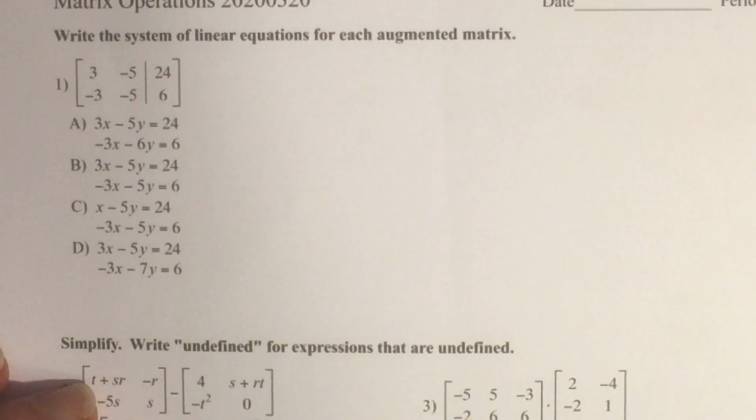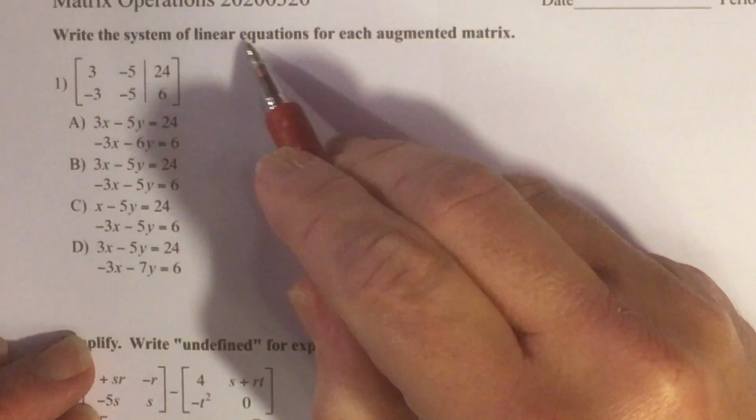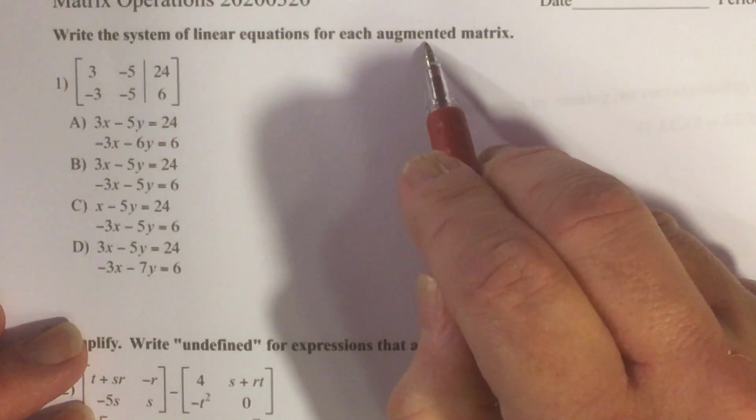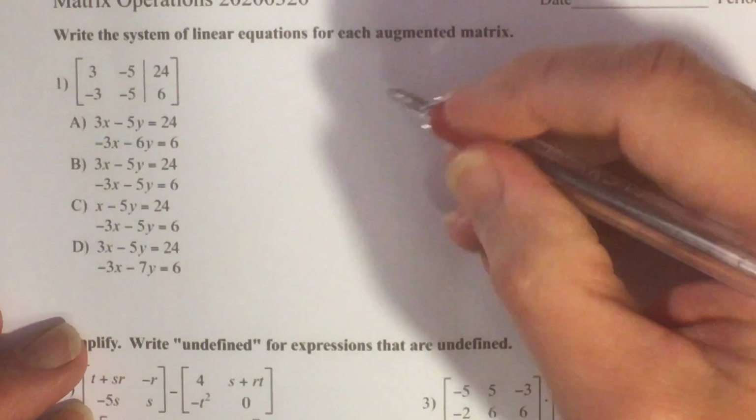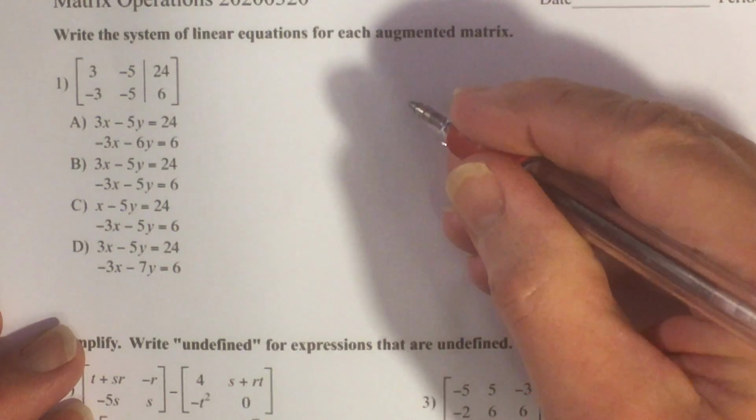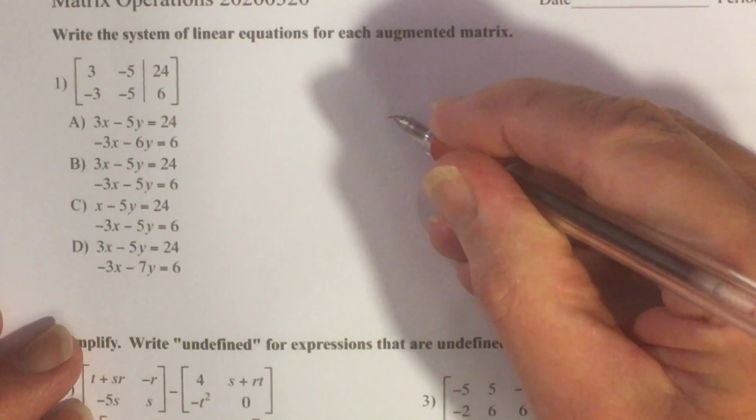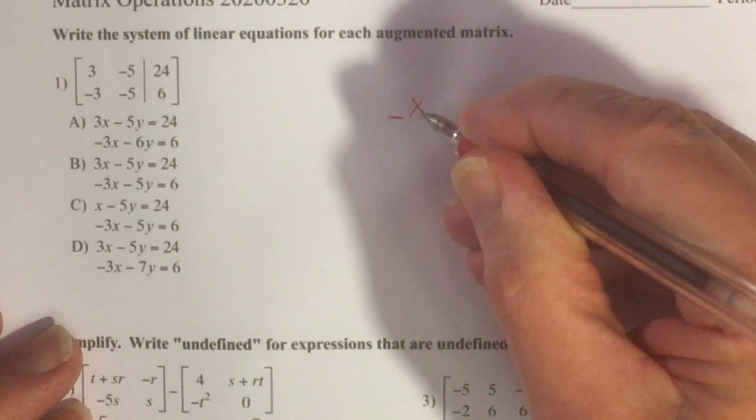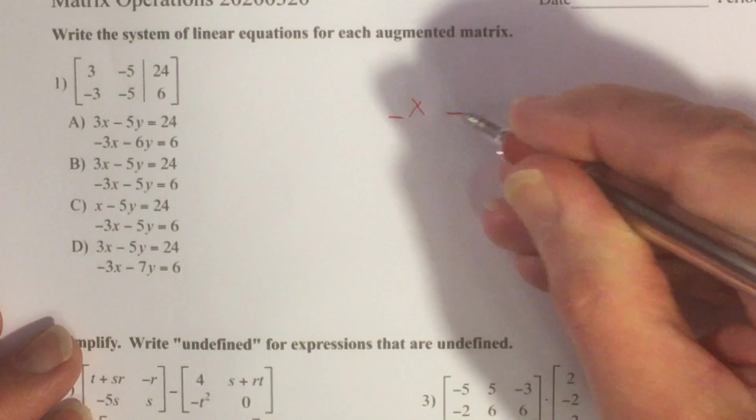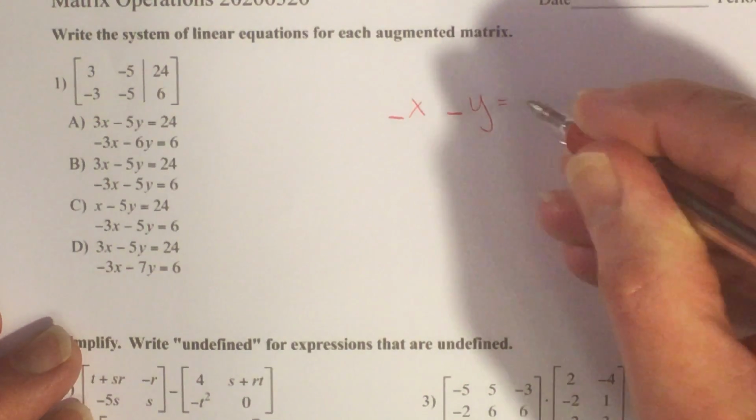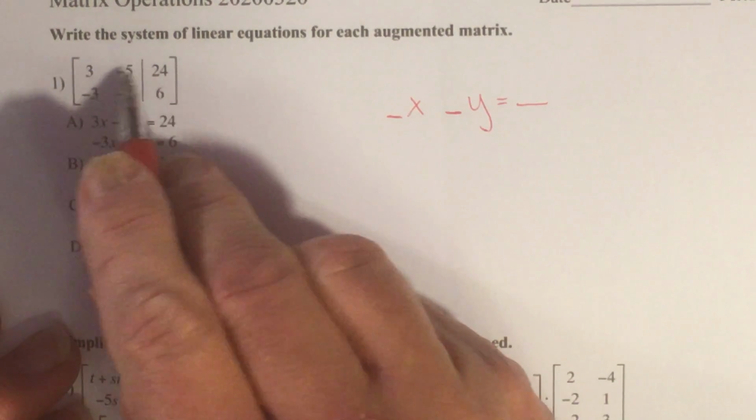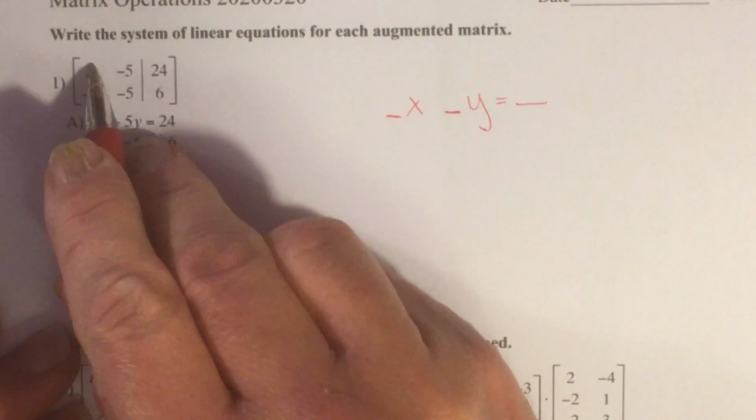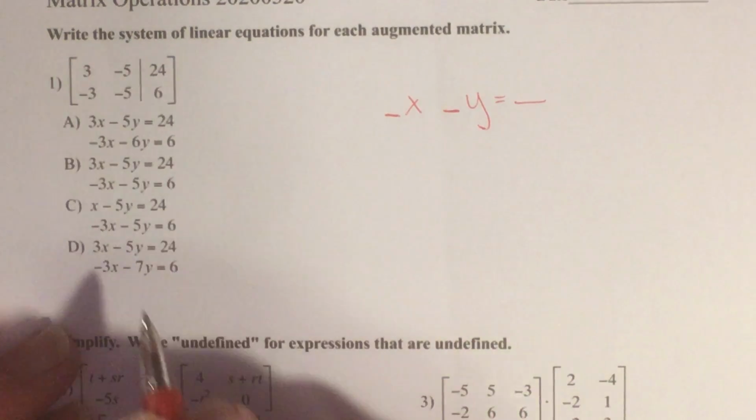Here's how you do these warm-up exercises. First of all, you're asked to write a system of linear equations for each augmented matrix. The idea of a system of linear equations here and the idea of the augmented matrix is that there is a coefficient for x, a coefficient for y, and then a constant. And here you've got 2 by 2, which means you have two equations in two variables.